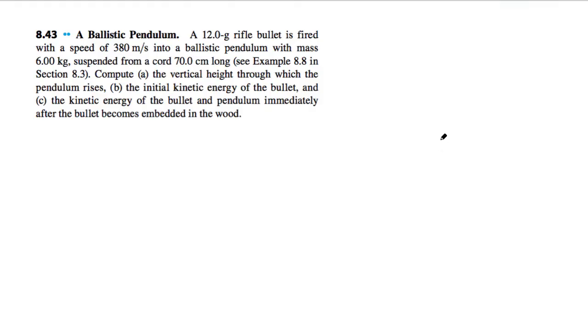For question 8.43, you need to know what a ballistic pendulum is in order to actually solve this problem. So let's start with some sketches. Our before sketch will involve this 12-gram bullet colliding with our ballistic pendulum that is at rest. I have a bullet, drawn not to scale. It has a mass, we'll say mass B for bullet, of 12 grams, or 0.012 kilograms, and an initial speed, v1 of the bullet, of 380 meters per second.